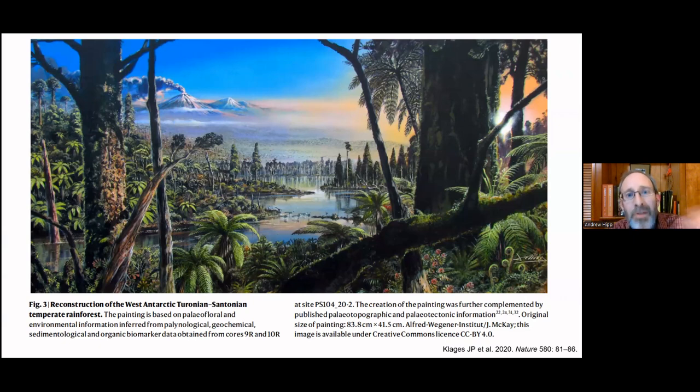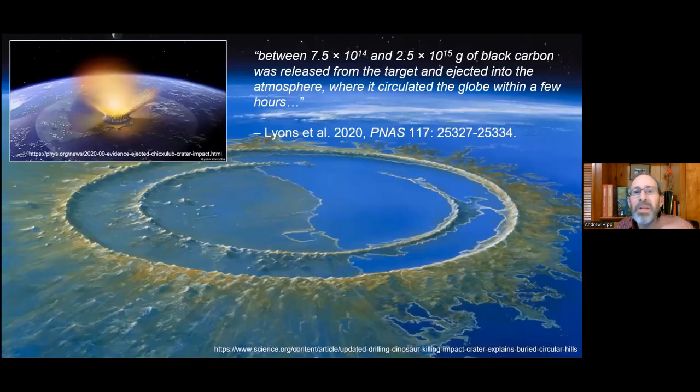Oaks evolved in a tropical world. This is what a section of Antarctica looked like about 86 million years ago, when the ancestors of the oaks, the oak genus, hadn't evolved yet, but were just getting their start in the world. Well, we know what happened next.